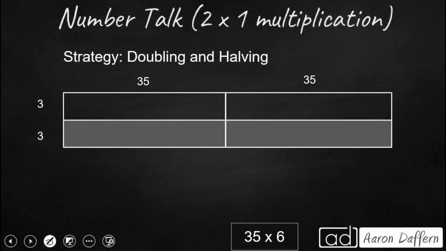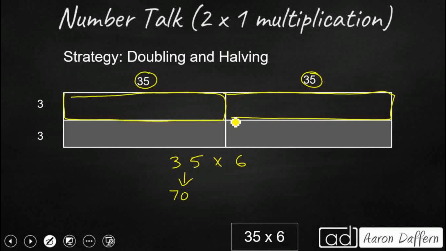Now, another strategy we can use is called doubling and halving. What this means is we can take one of our factors and double it. So in this case, it's going to be our 35. You notice I took my 35 right here, and I doubled it. We're going to double that, and that's going to get us up to 70.